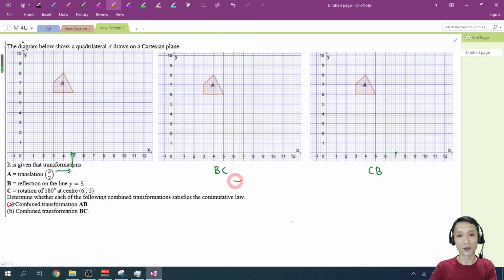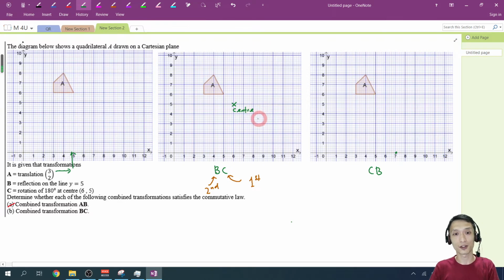Again, C is the first transformation, remember. And this is the second transformation. So this time involves rotation. You have to be more careful because personally I feel that among the transformations that you have learned, translation, reflection, rotation, and enlargement, rotation is the hardest one. So you need to be more careful when you deal with rotation. Okay, so we need to draw the center of rotation first, which is (6, 5). (6, 5) is over here. Okay, so this is the center of rotation.